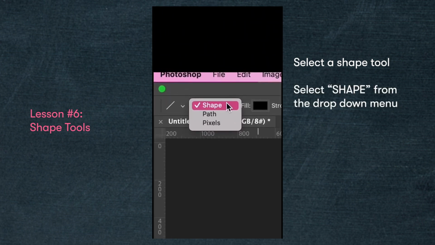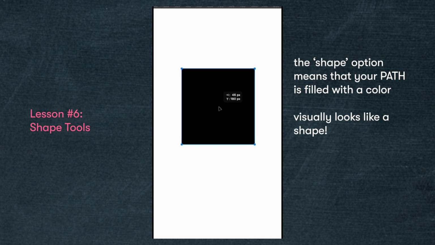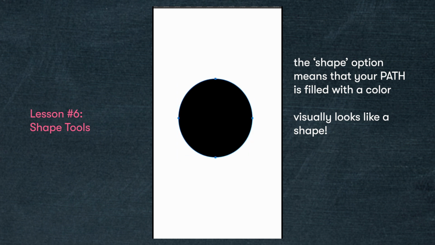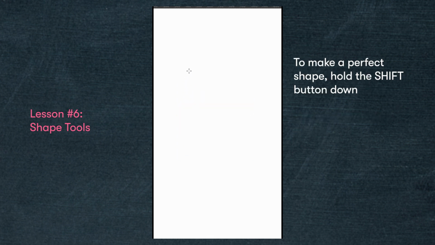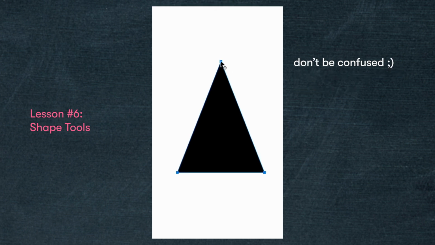Okay, so let's go back to our toolbar, and this time from the drop-down menu, we're going to select the option called shape. With the shape option selected, it just means that your path gets filled with color, so it visually looks like a shape. So that's how you create shapes in Photoshop. Again, if you want a perfect shape, then just hold down the shift button while you're drawing it out. So if I zoom in here, a shape is just a path with color inside of it. So please don't be confused.